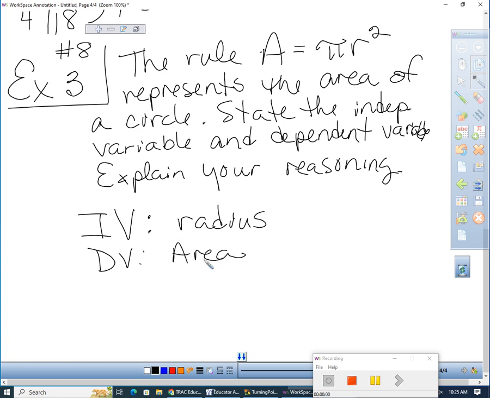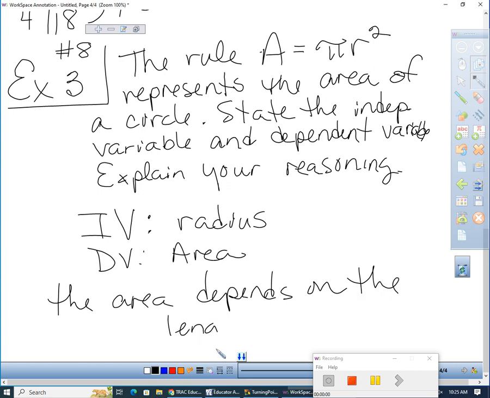Now, explain our reasoning. I think Joel just had a great reasoning. The area depends on the length of the radius. Wasn't it? All right, any questions? All right, let's get your worksheet. There's 9. Thank you very much.